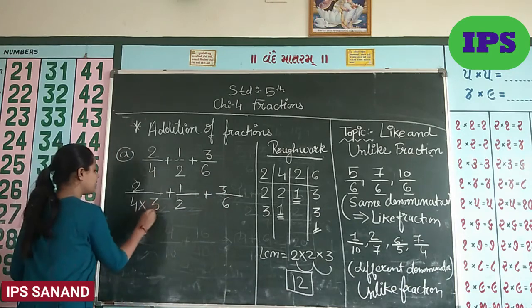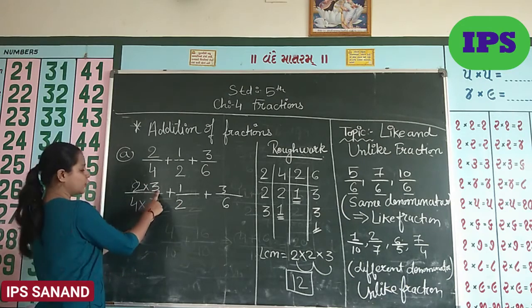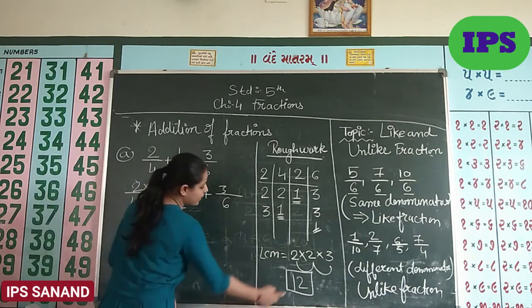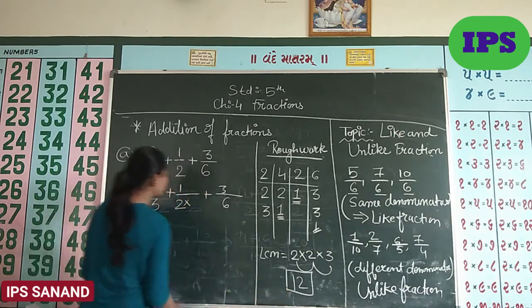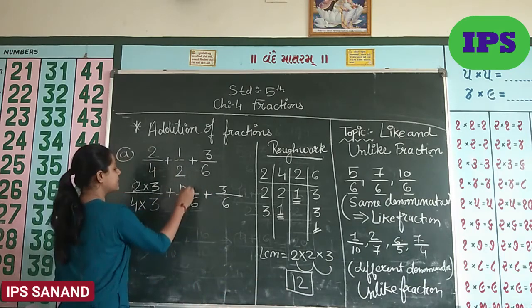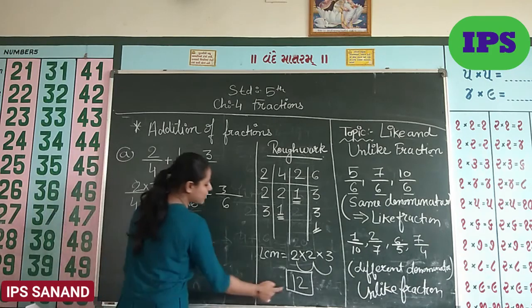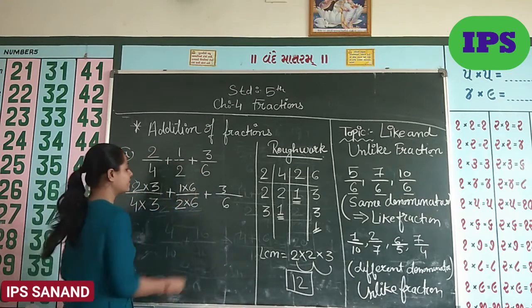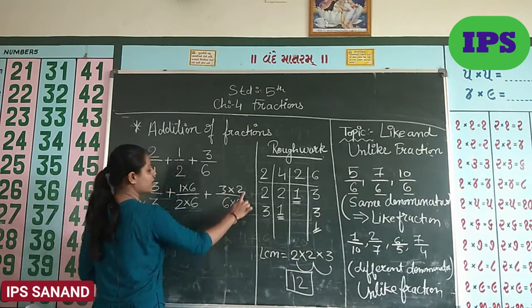Exactly, 4 3's are 12. Jo niche multiply karte hain wahi upar hota hai. Okay, then yahan pe 12 hai, yahan pe 2 hai. 2 mein aisa kya kiya jaye ki hume 12 mil jaye. Exactly, we will get 6. Jo niche multiply karte hain wahi upar. 6 mein aisa kya kiya jaye ki hume 12 mil jaye. Yes, 2. जो नीचे मल्टीप्लाई करते हैं वही ऊपर.